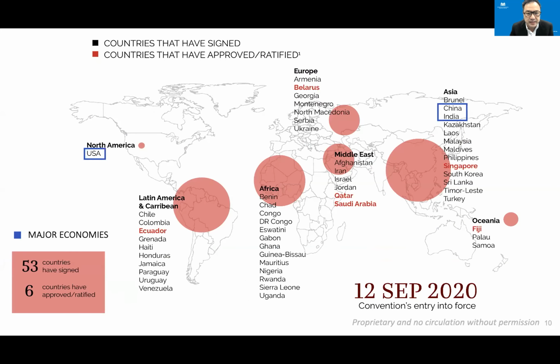Next chart, you will see the countries involved here. 53 countries have signed so far and 6 have ratified. So the convention came into force last year on 12th of September. And a majority of the countries here are based in Asia, with the large circle, as you can see there. And the major economies like the USA, China, India have all signed up to the convention, although they have not ratified. But over time, we expect more and more countries to ratify. Next chart.